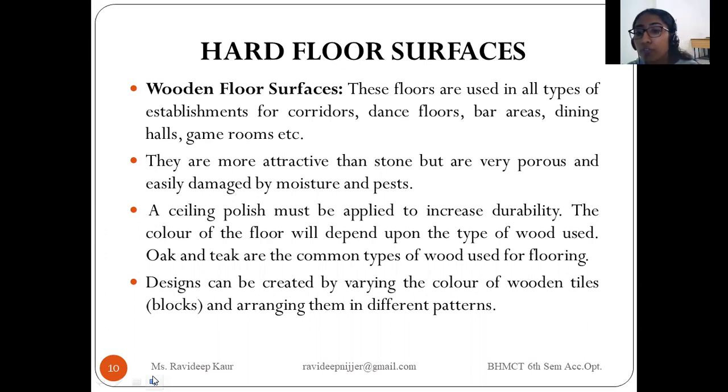The color of the floor will depend on the type of wood used. Oak and teak are the common types of wood used for flooring. So the color of the wood depends on what type of wood is being used. Oak and teak are the two types of wood which are mostly used for flooring. Designs can be created by varying the color of wooden tiles or blocks and arranging them in different patterns.